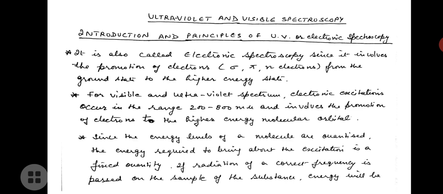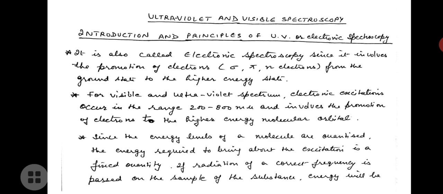Spectroscopy is the latest technique used for the identification of unknown compounds, or spectroscopy is used to establish the structure of a new compound. We'll begin with the introduction and principles of UV or electronic spectroscopy.